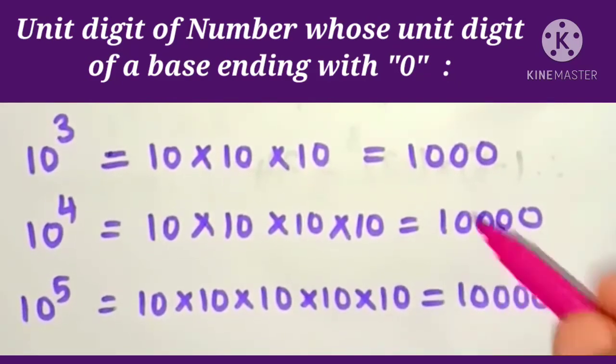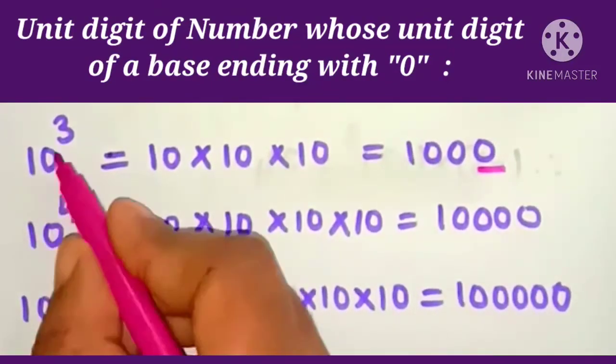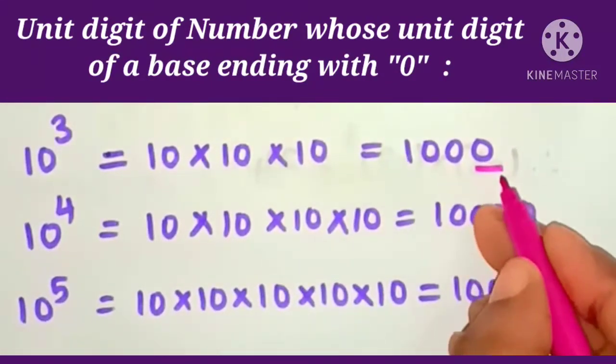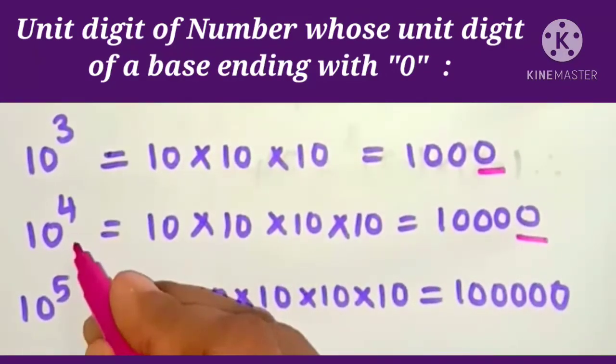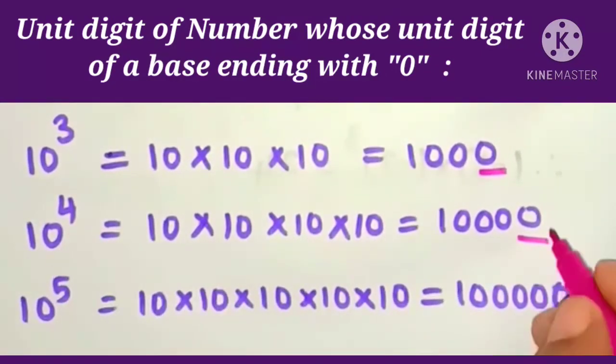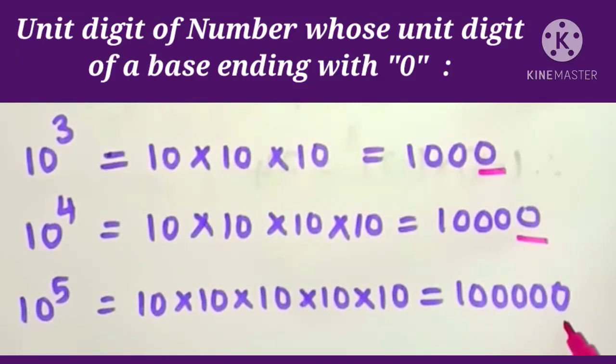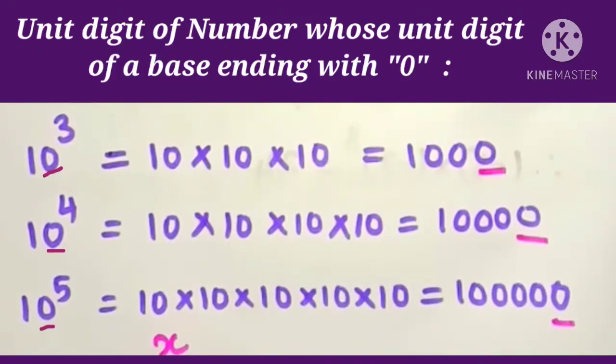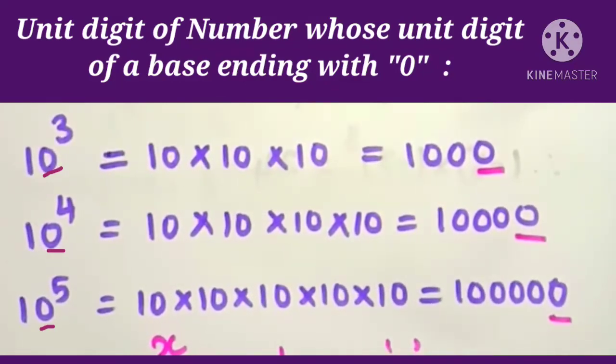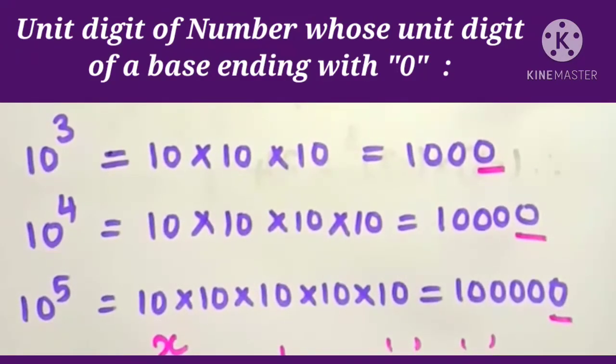So here, when 10 is multiplied 3 times, the unit digit of 10 cube is 0. When we multiply 4 times, the unit digit of 10 power 4 is 0. And 5 times, the unit digit of 10 power 5 is again 0. That is, the unit digit of 10 power x is always 0 for any positive integer x.